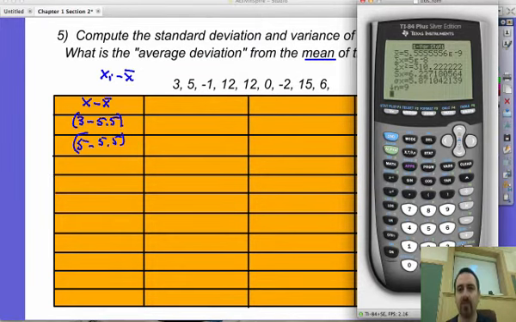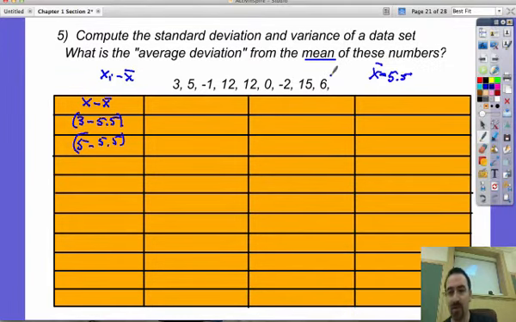And I get that the average distance is 5.55 times 10 to the negative 9. Well, what does that mean? That's basically the point.